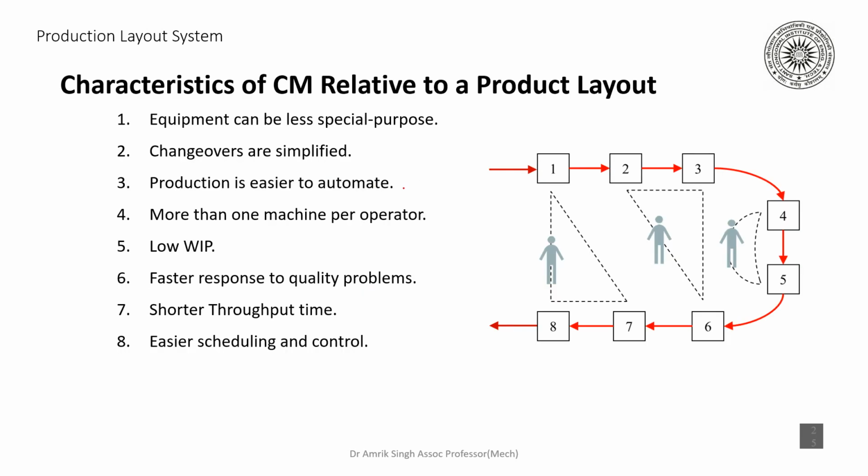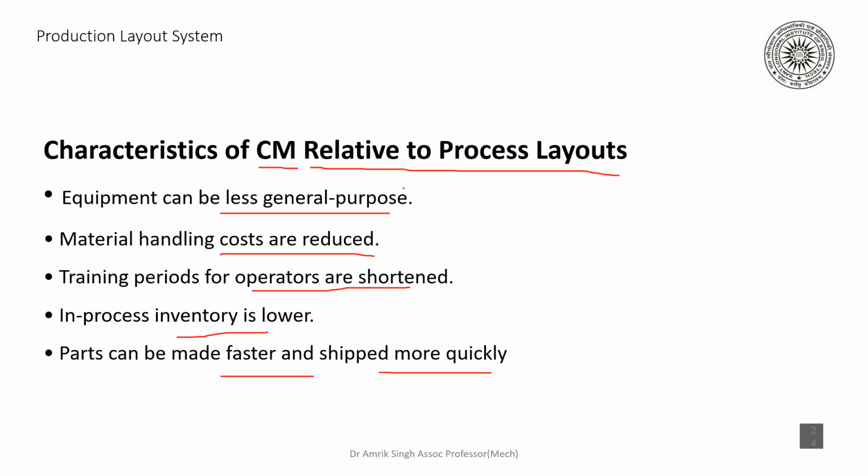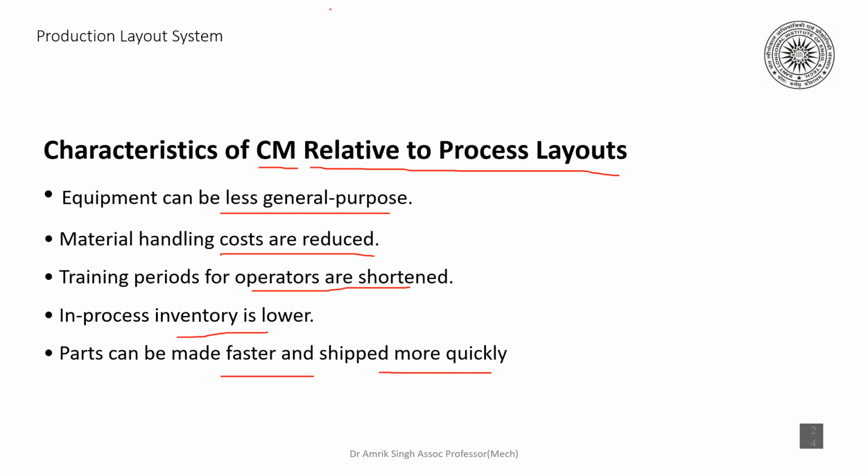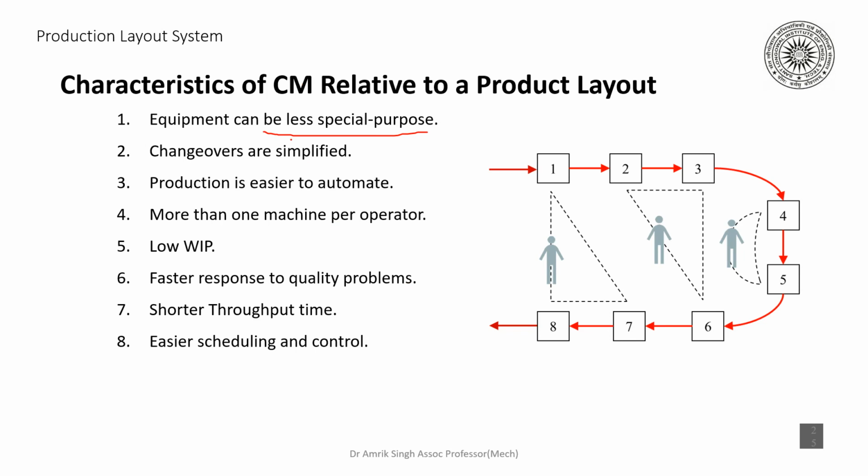Now, the CM characteristics according to the process layout we have seen, and here according to the product layout. So the equipment can be less special purpose. Okay, there it was less general purpose. Special purpose means, if it is a turning lathe, it can do only turning. So it can do one or two more operations, so it is less special purpose. Changeovers are simplified. That means changing over from one machine to another machine is simplified.